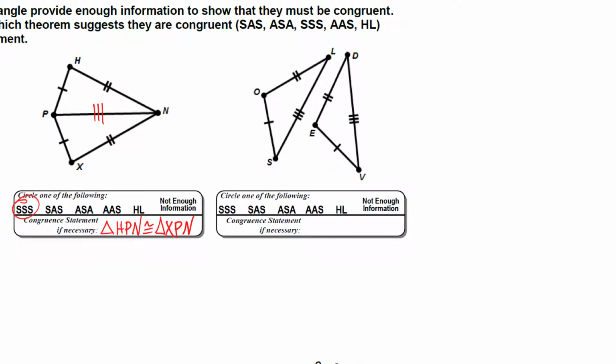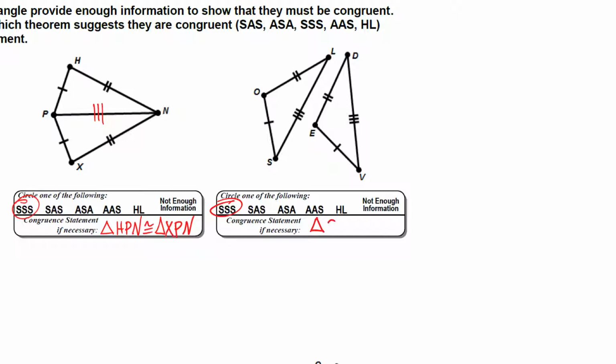All right, third one. Are those two triangles congruent? No, sir. Yep. How? By SSS. One set of sides right here, another set of sides here, and another set of sides here. So there's your SSS. Okay?